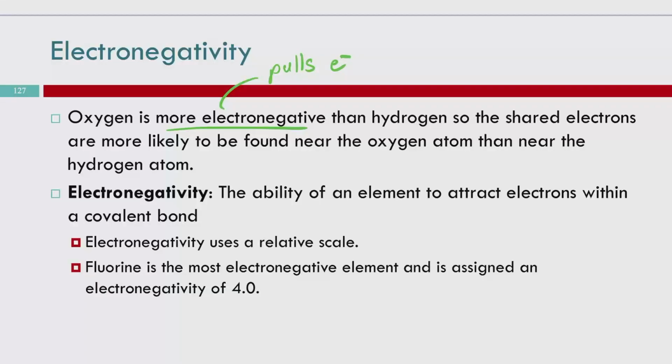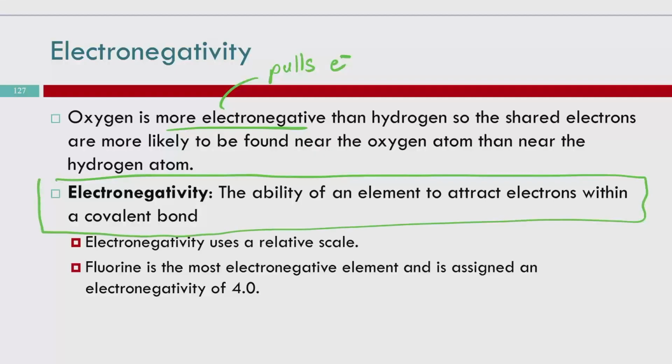better than hydrogen. A lot of electronegativity, I like to think of it as like a tug of war, and electronegativity is our pulling stat. So the higher your electronegativity value, the stronger that you are at pulling, and the more likely you are to win at keeping that electron close to you in the tug of war. So our electronegativity is the ability to attract electrons within a covalent bond.